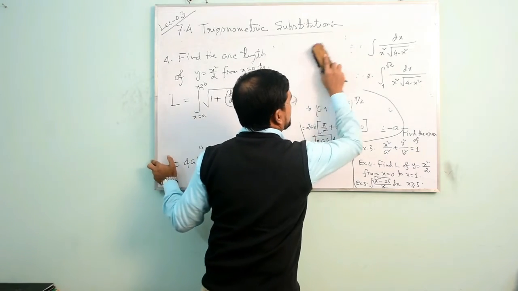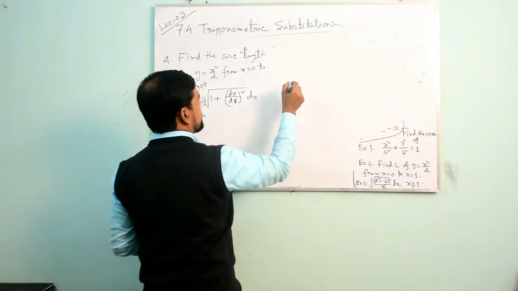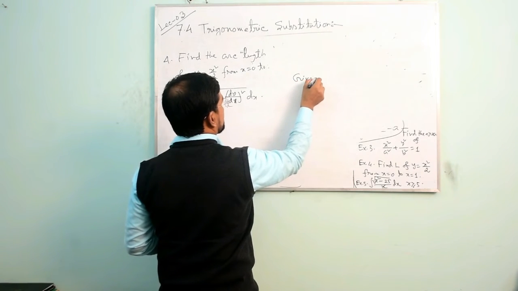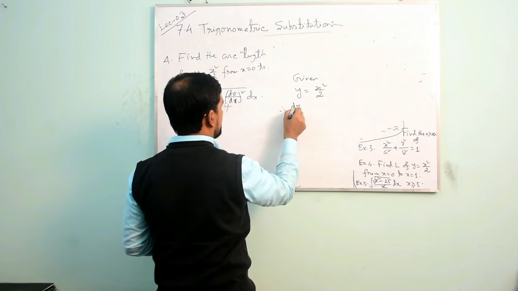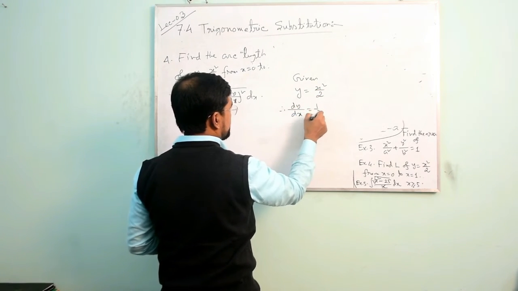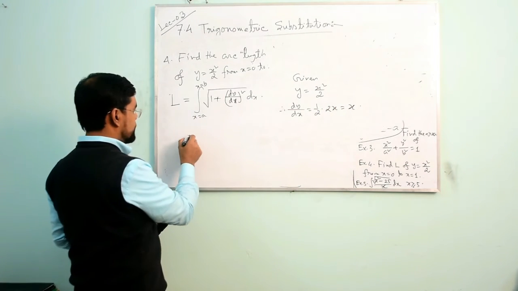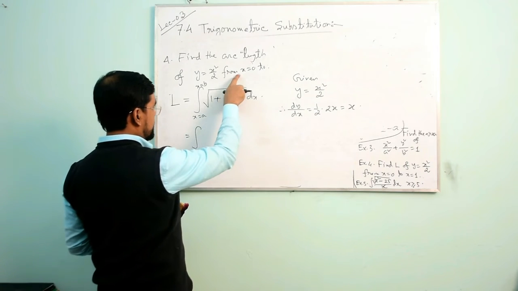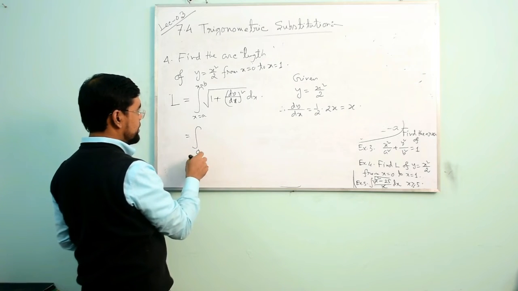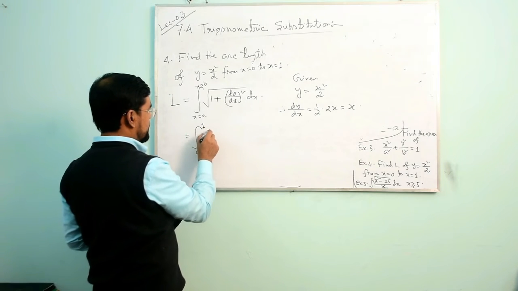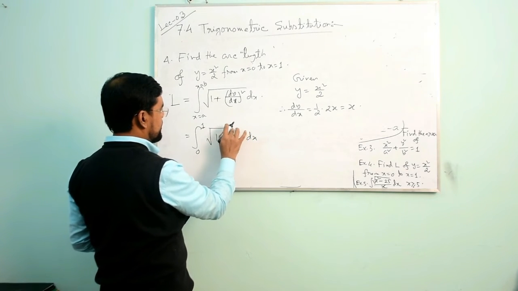So here we are given y equal x square by 2, therefore dy by dx equal x. So we can replace it here, and we need to calculate arc length from 0 to 1. So the lower limit will be 0, upper limit 1, the integral of the square root of 1 plus x square dx.